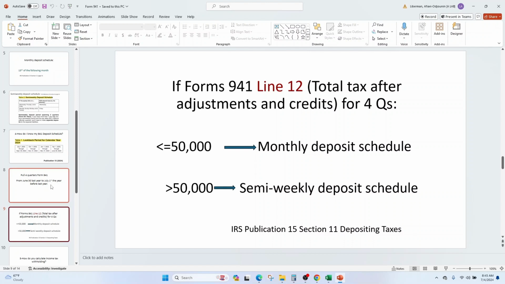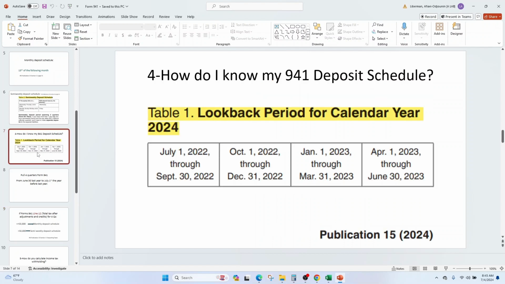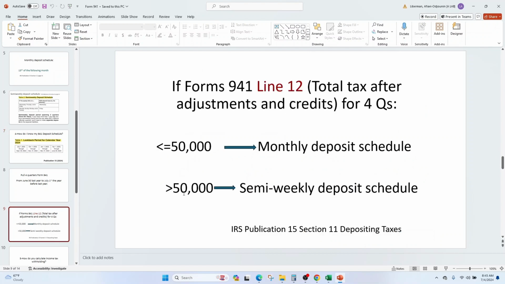So if you look at those 4 quarters and you total line 12 of those 4 Form 941s, and the total is more than $50,000, then you are a semi-weekly depositor. You will choose the semi-weekly deposit schedule.